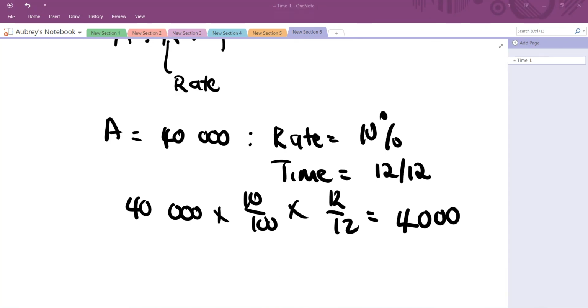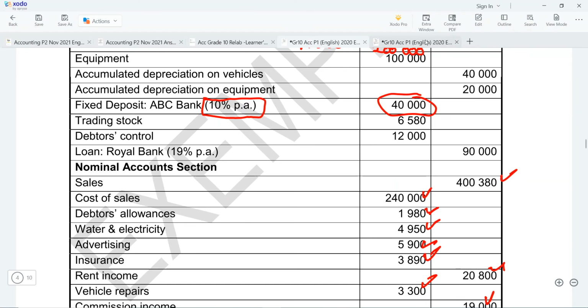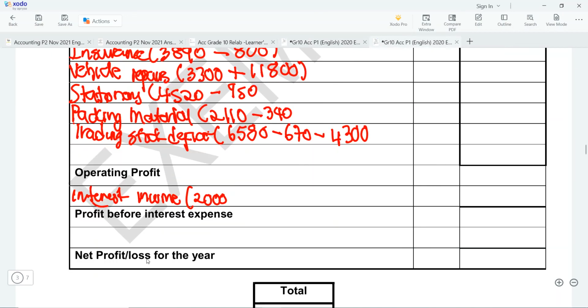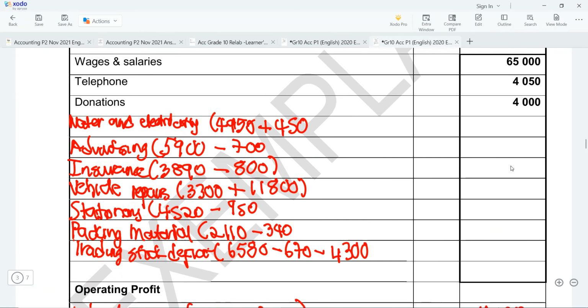So we need to go back to our answer sheet and check what we were given. So remember the total for interest income here is supposed to be 4,000. Right, our interest income for the year is supposed to be 4,000. So how much are we short to reach 4,000? We are short by another 2,000. So it means that they only paid us interest for 6 months according to the information that we were given.